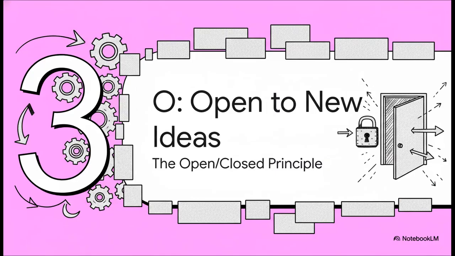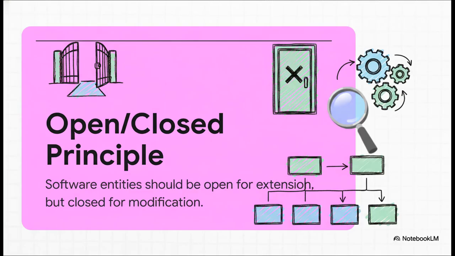Okay, so we're getting good at giving our classes a single job. Now let's move on to the O, the open/closed principle. This is a big one. It's all about how we can add new stuff to our system without breaking what's already there and working. Now, the name sounds a little weird, right? Open and closed at the same time, but it makes sense when you break it down. Open for extension just means you should be able to add new features. Closed for modification means you shouldn't have to go back and change existing tested code to do it.